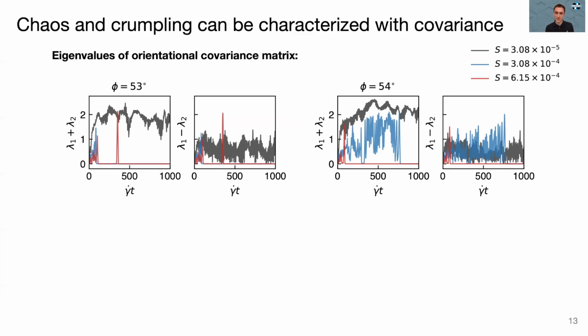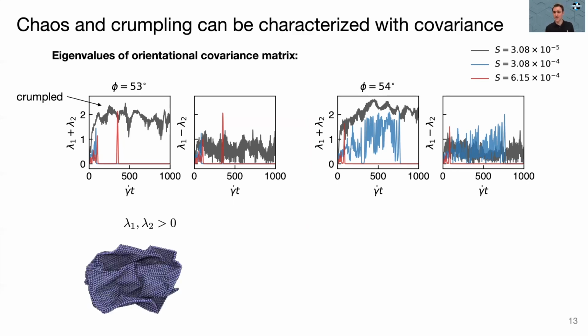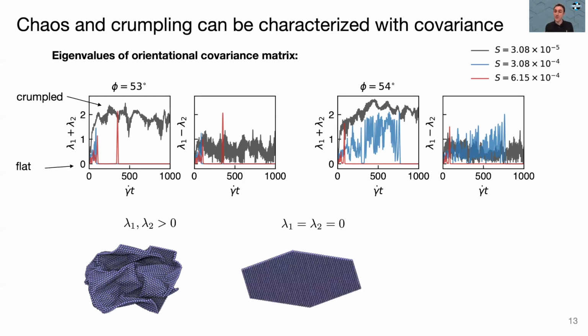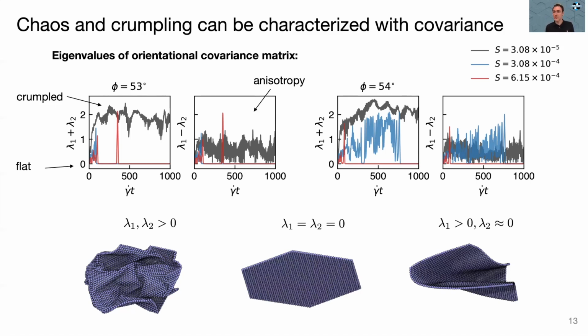To give you a better physical picture, 2 eigenvalues that are positive represent crumpling relatively uniformly. The unit normals are scattered about the mean orientation in every different direction uniformly. If both eigenvalues are 0, that represents a flat sheet. There's no spread of the unit normals about the mean orientation. And if one eigenvalue is positive and one is close to 0, this represents a sheet that's folding like a potato chip kind of, it's creasing anisotropically.